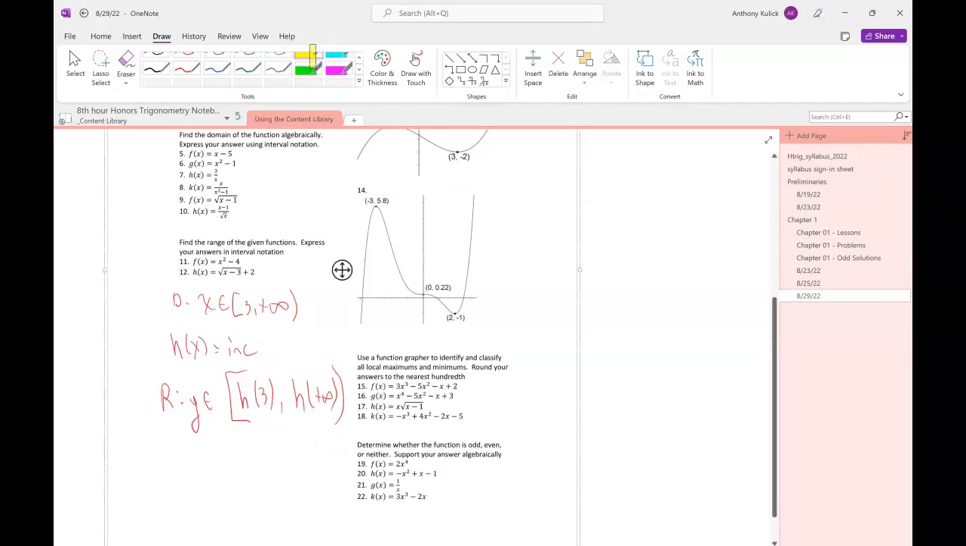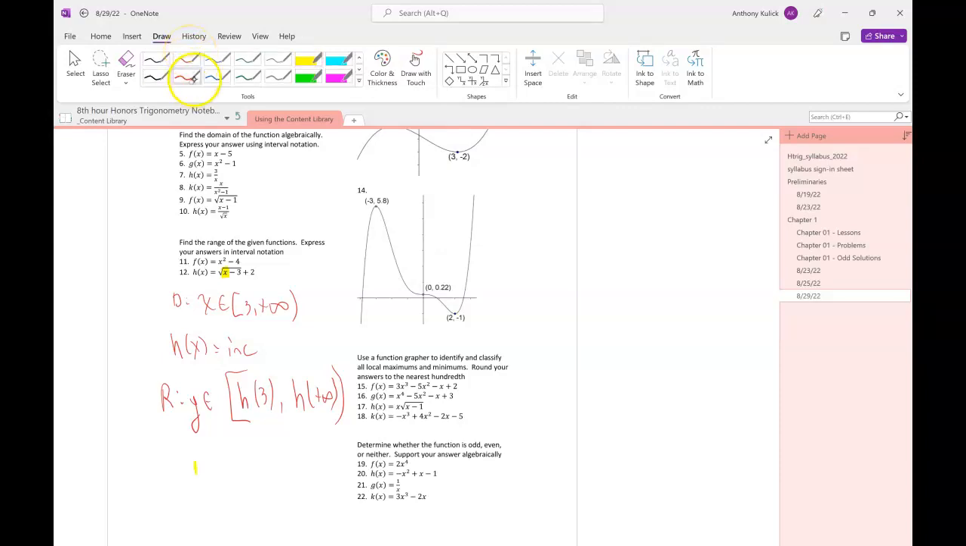And when I plug 3 in for x, 3 minus 3 is 0. The square root of 0 is 0. 0 plus 2 is 2. And if I plug infinity in, 3 minus infinity is still infinity. Square root of infinity is still infinity. Plus 2, still infinity.